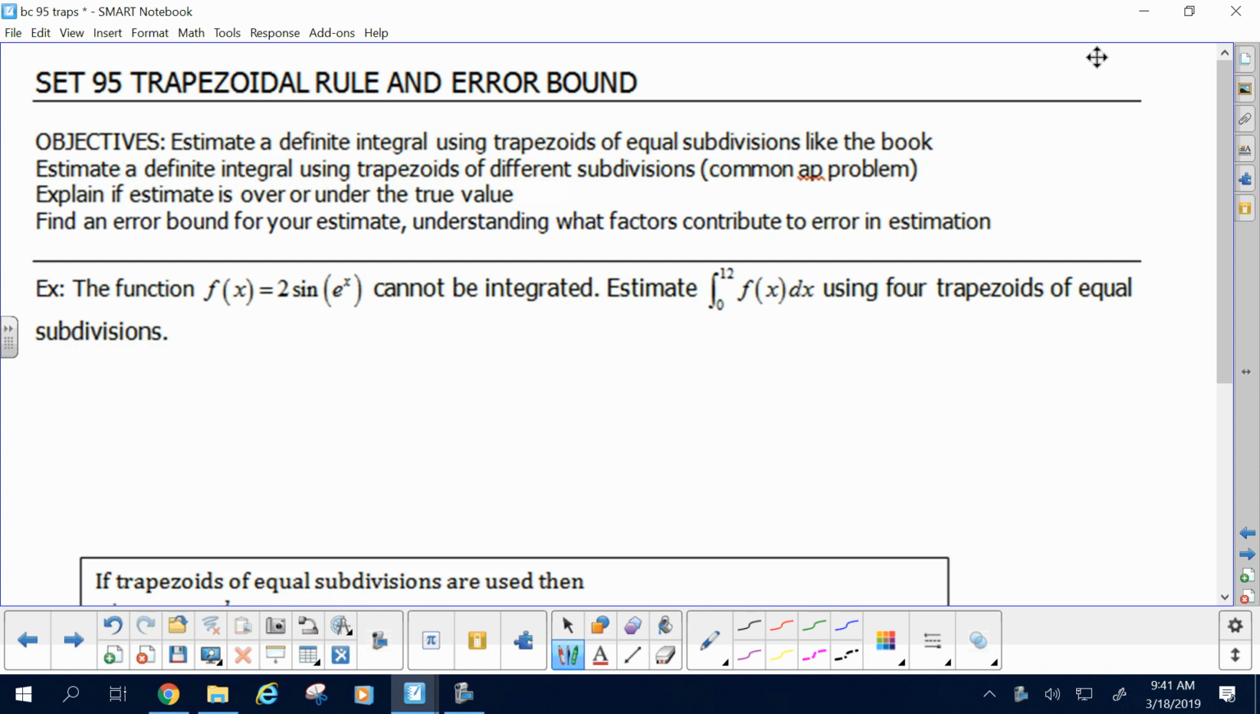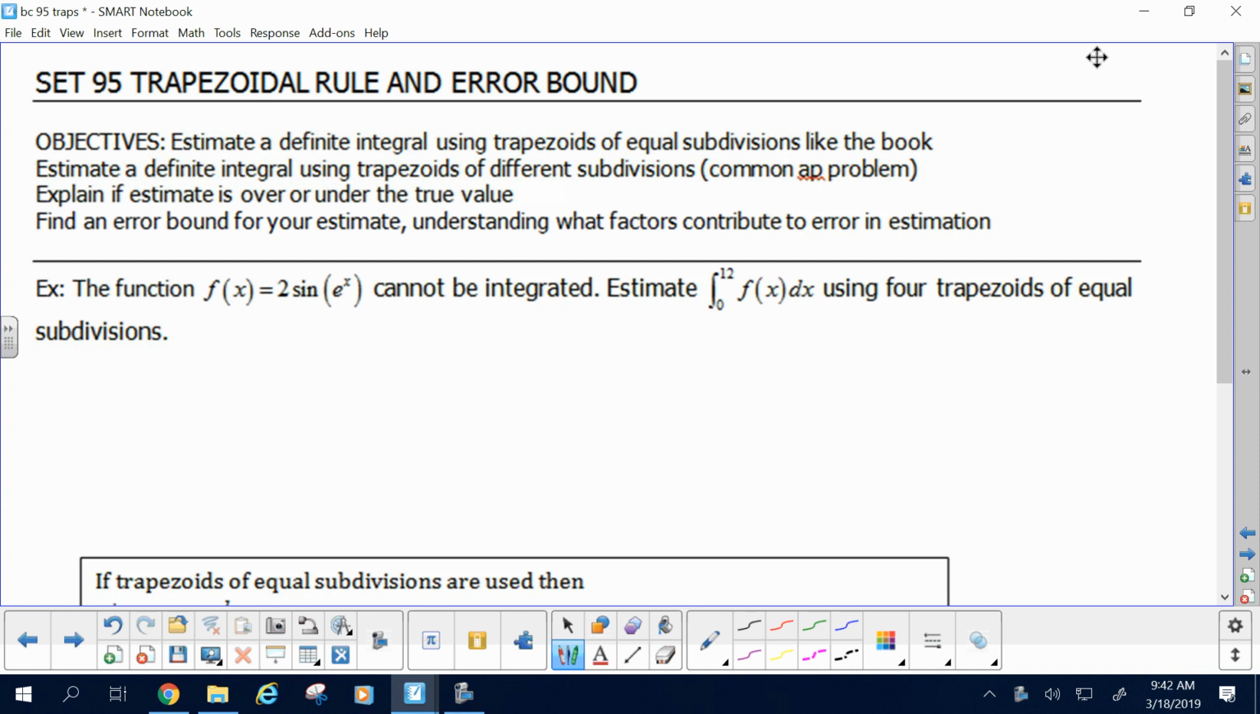Over 2 days, one for more book type and then one for AP type. Are you ready? Cool. This is the notes. I might get through about 2/3 of these notes and finish the notes tomorrow. There's just a lot here going on.